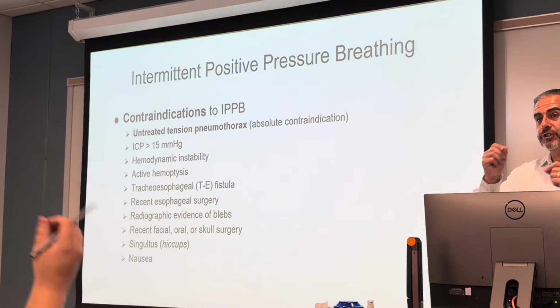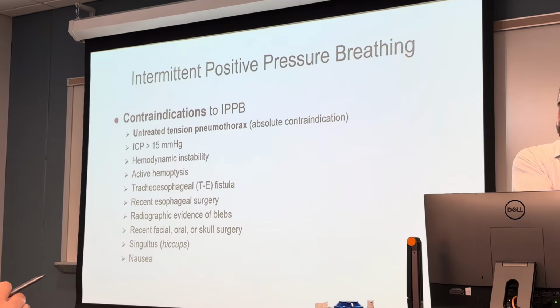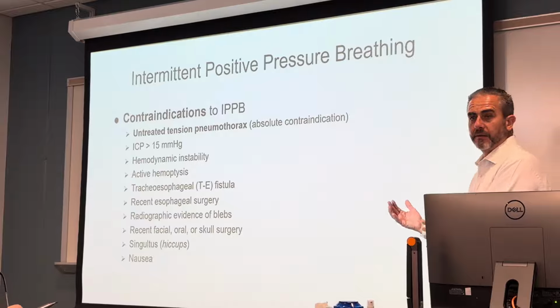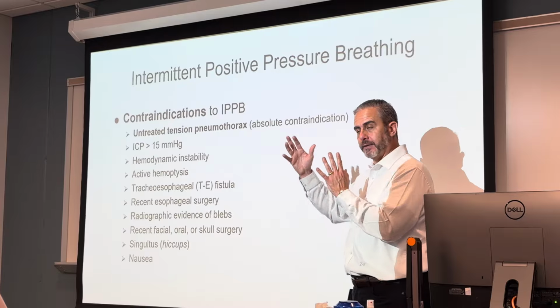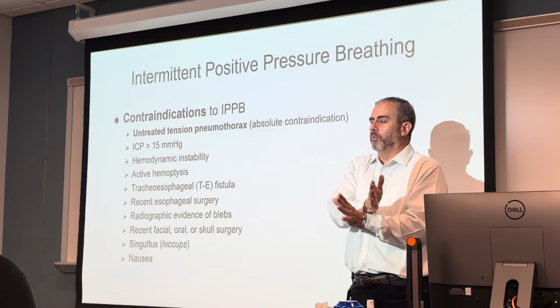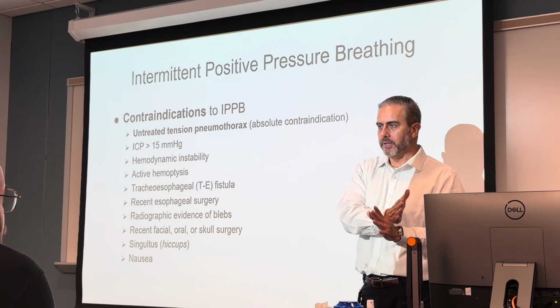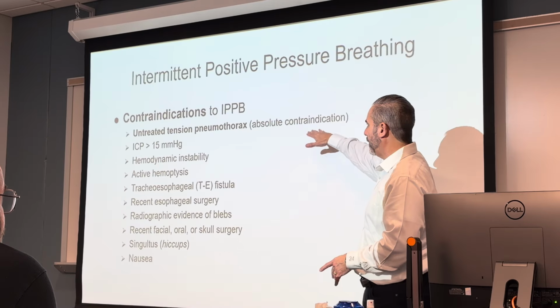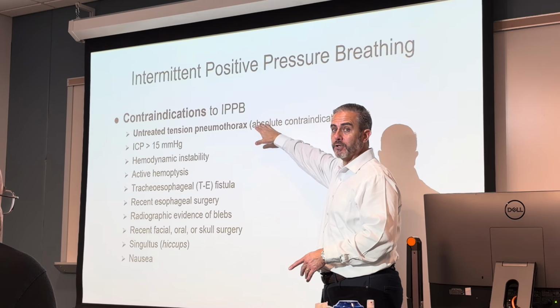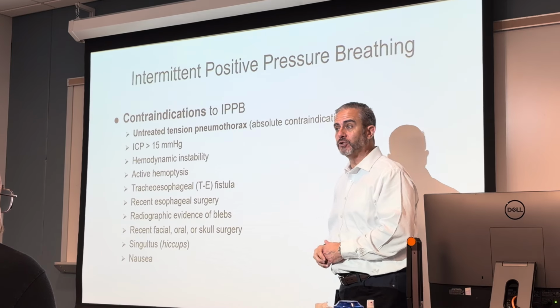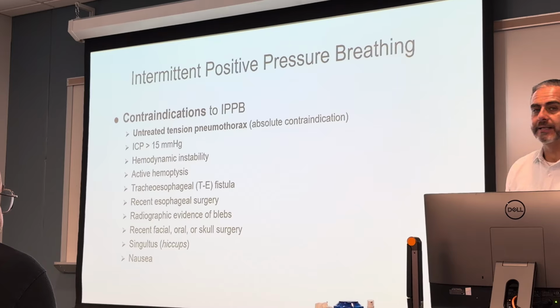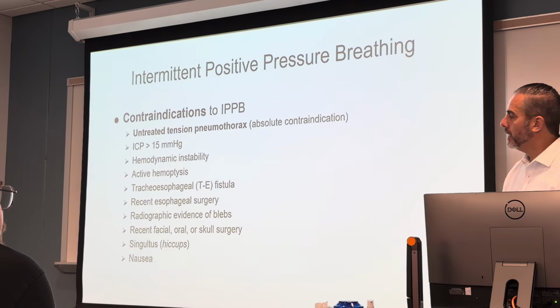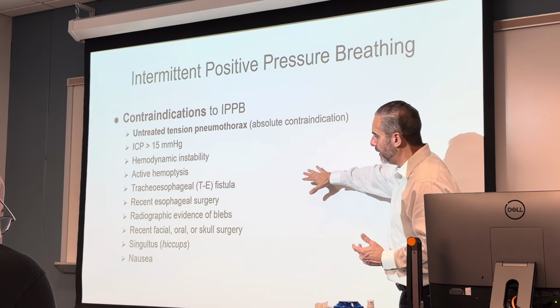So until they have a chest tube in, once they have a chest tube in, then that absolute contraindication turns into what we call a relative contraindication. You can give it, but being very cautious with it. But the absolute contraindication means there is no way you're giving this therapy for a patient with an untreated pneumothorax or untreated tension pneumothorax. Now the other things, again, would be considered relative contraindications.